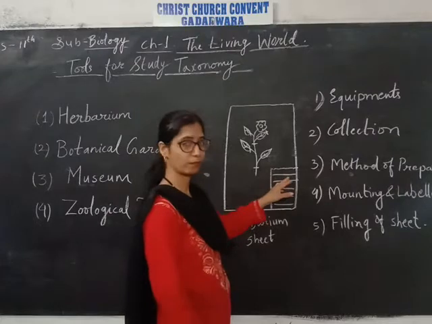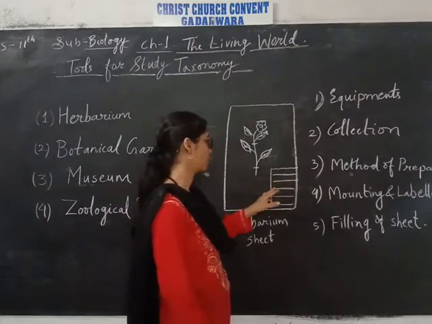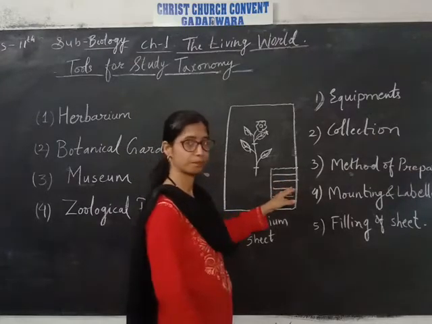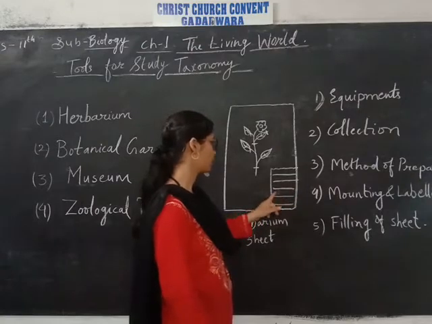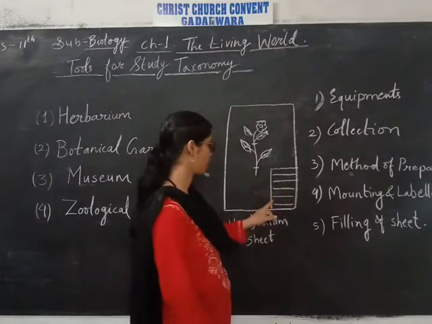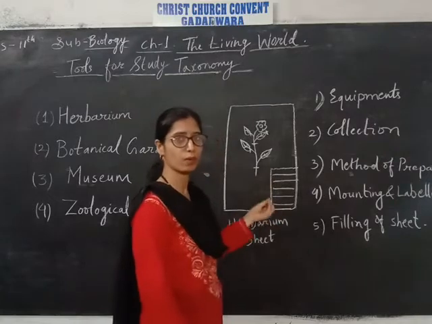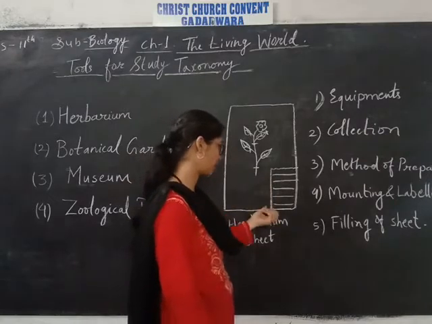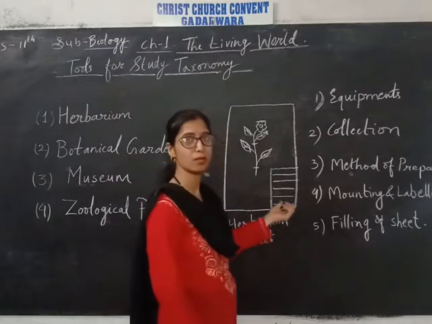plant local name, scientific name, then family. If there is any use of the plant, then you can put there, and the collector and the date of the collection of the plant.